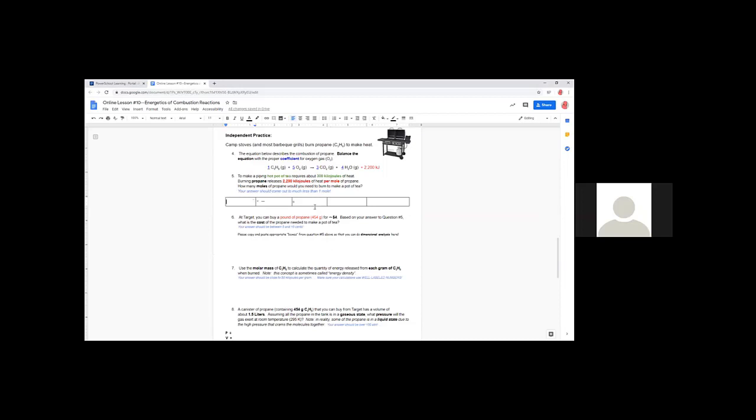Put 300 kilojoules in that box. It's what was given to you in the problem. It's the starting point for the calculation. Yes. All right. Where you are right now is a conversion factor. Use the red to put a conversion factor here.